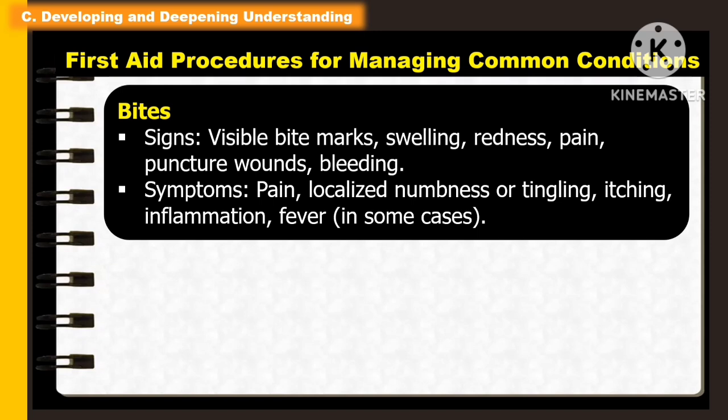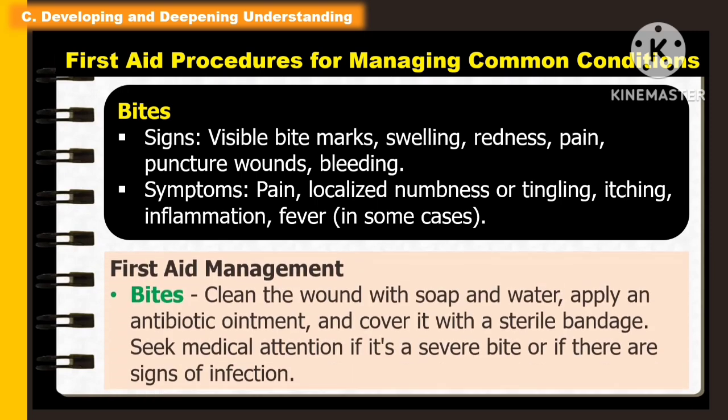The following are the first aid procedures for managing common conditions. For the bites, the signs are the visible bite marks, swelling, redness, pain, puncture wounds, and bleeding. For the symptoms, pain, localized numbness or tingling, itching, inflammation, fever in some cases. For the first aid management, you need to clean the wound with soap and water and apply an antibiotic ointment and cover it with sterile bandage. So seek medical attention if it is severe bite or if there are signs of infection.